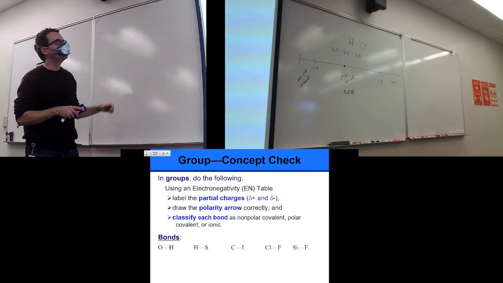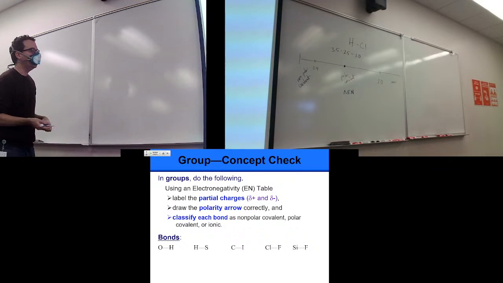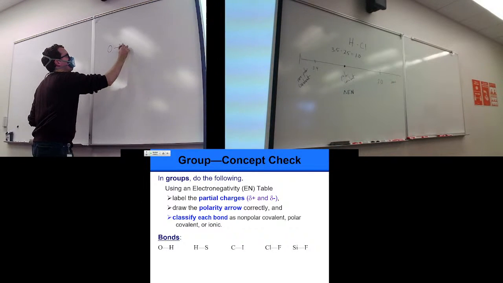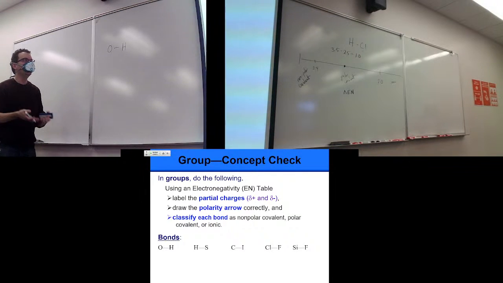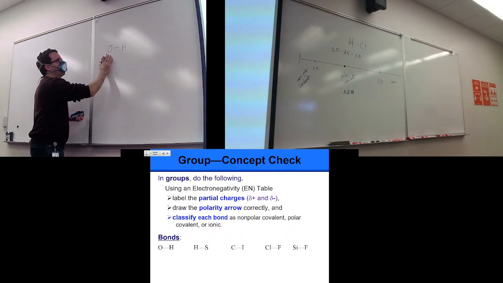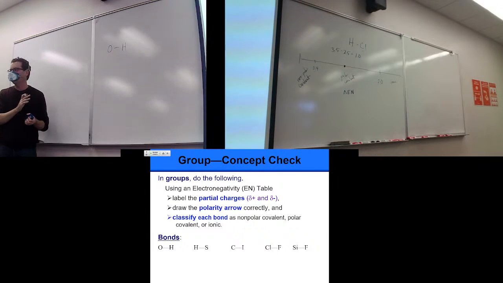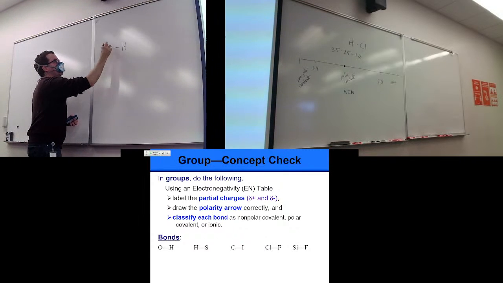Okay, so just making sure that we can do this. If you have bonds like O-H, you need to be able to look at this bond and say immediately which side is taking the partial negative, which side takes the partial positive, and then be able to draw a dipole moment for it as well. So how would I do that? Well, oxygen is more electronegative than hydrogen. You can look up the actual numbers. Oxygen's 3.5, hydrogen's 2.1. So oxygen is going to have the partial negative charge.